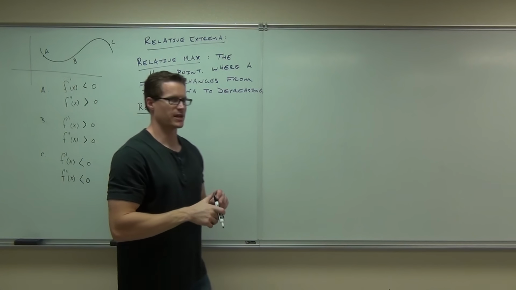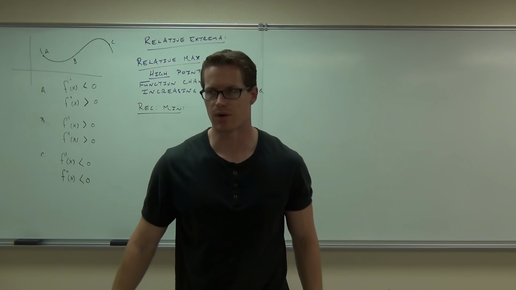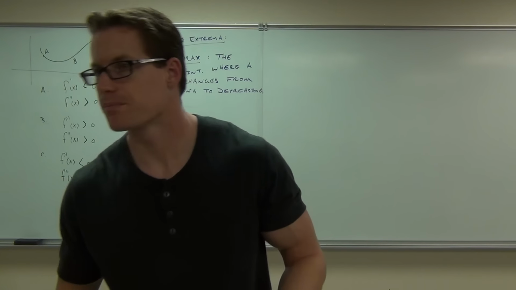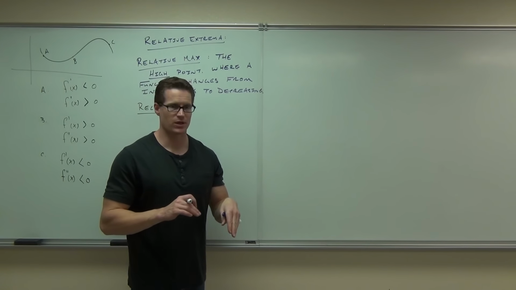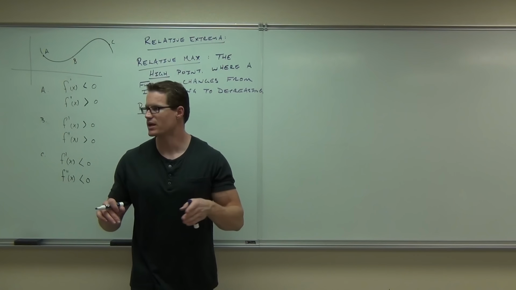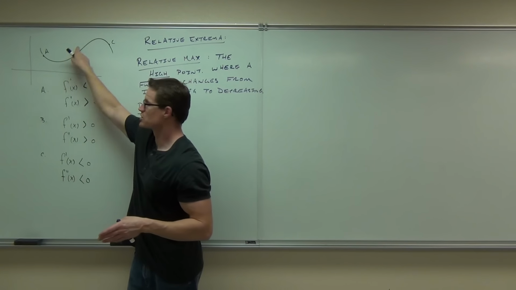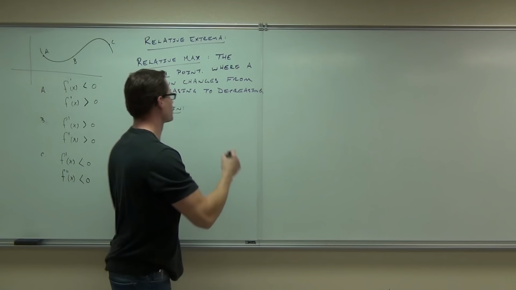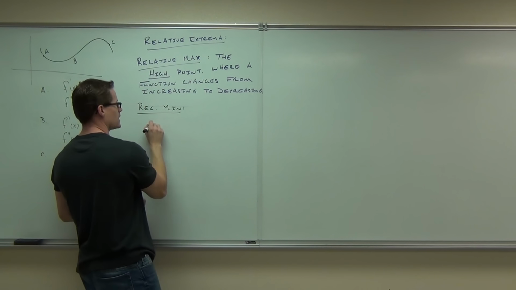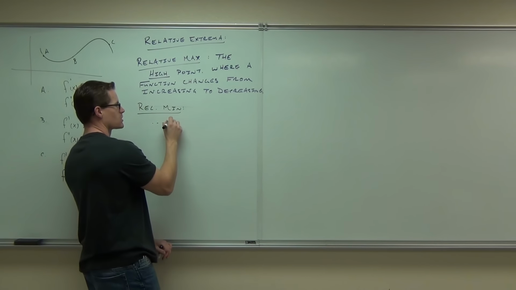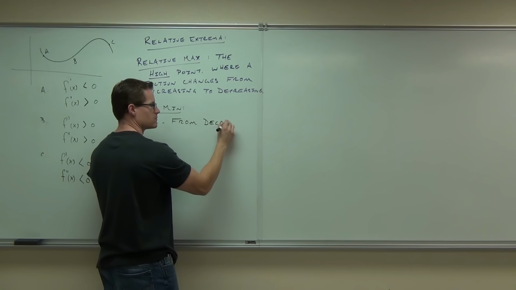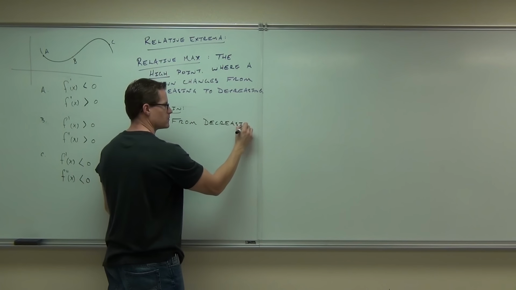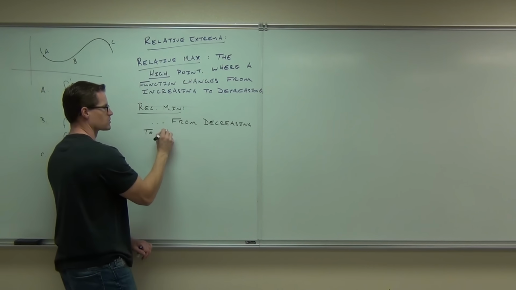Relative min has basically the opposite definition. A relative min is going to be a low point in an interval. In other words, it's going to be where you change from decreasing to increasing. That should make sense, right? If you go from decreasing to increasing, you're going to have a little valley, a low point. So where the function changes from decreasing to increasing.